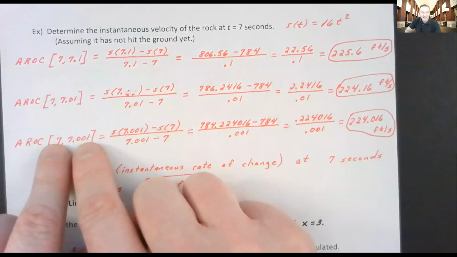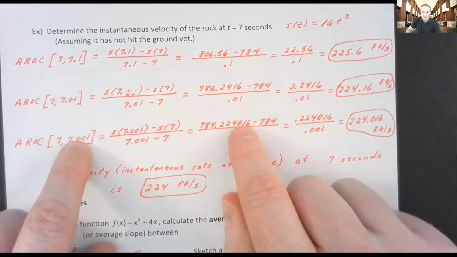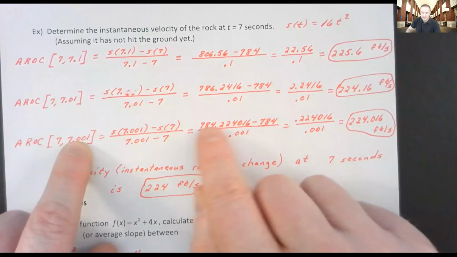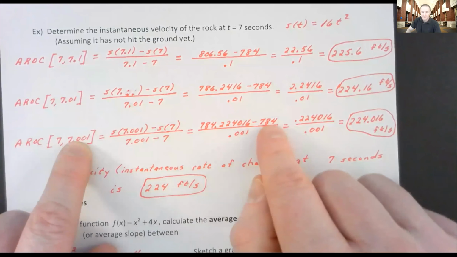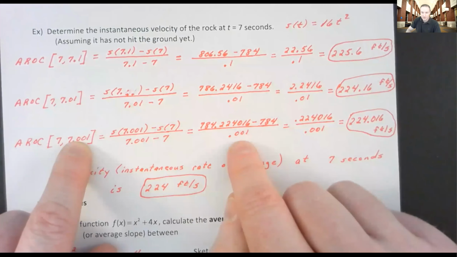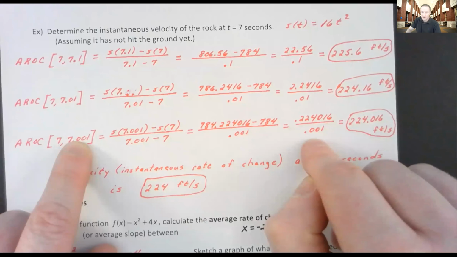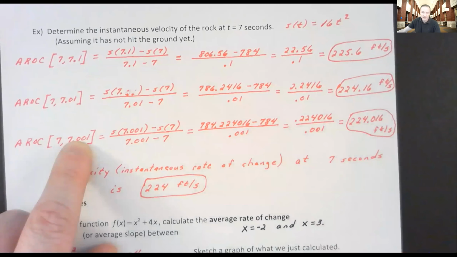So now between 7 and 7.001, the position at 7.001 gave me 784.224016. Please don't make any rounding error on that. Take all the decimals out. Minus 784 over 0.001. I see my numerator is 0.224016 divided by 0.001. That's giving me an average velocity of 224.016.